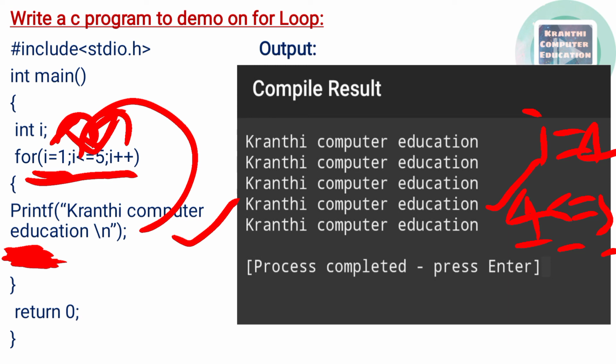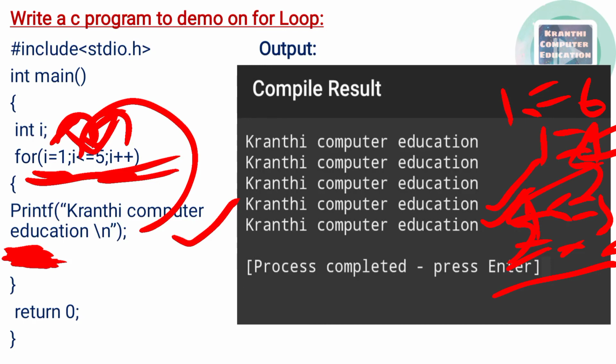Next after printing, the i value will be incremented. Now the i value becomes 5. 5 less than or equals 5. 5 equals 5, so the condition is true. That's why Kranti computer education is printed on the screen for the fifth time. Next the i incrementation will be done. Now the i value becomes 6.